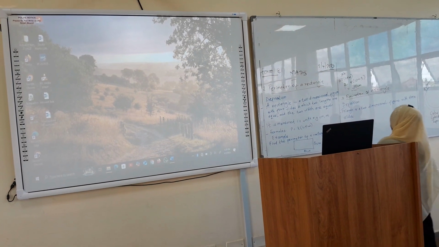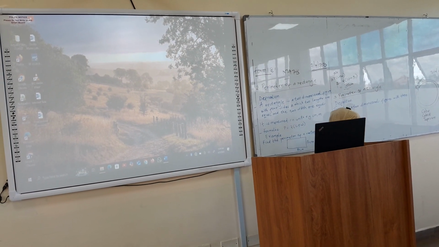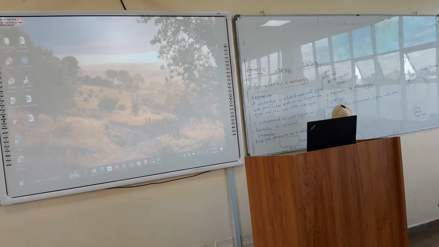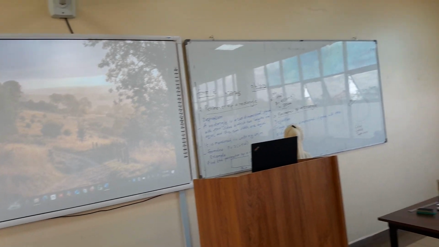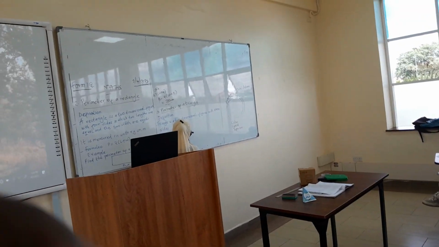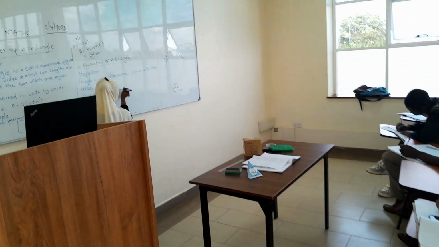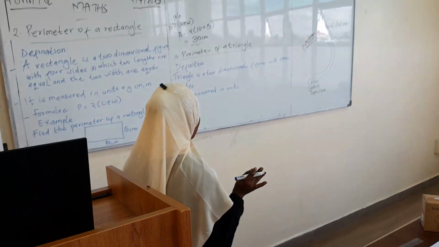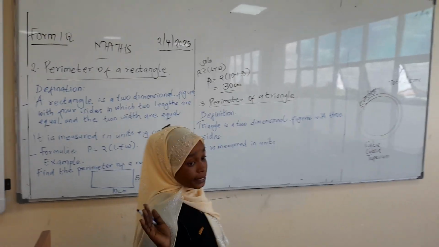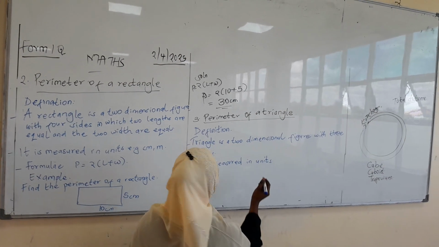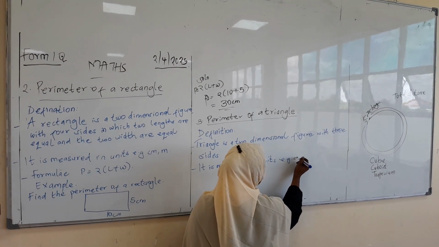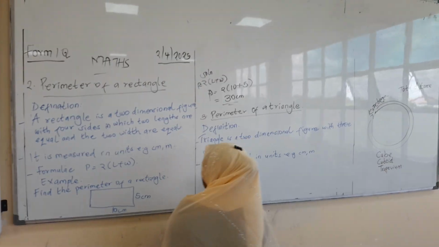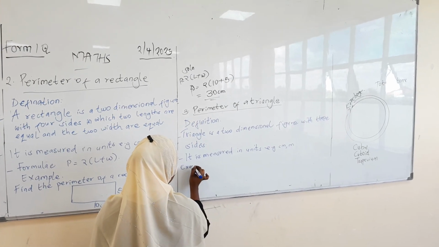So the perimeter, let's write. The perimeter of a triangle is measured in units. Perimeters are always measured in units. For whatever solid it is, make sure that you remember this. Okay, let's have one example.